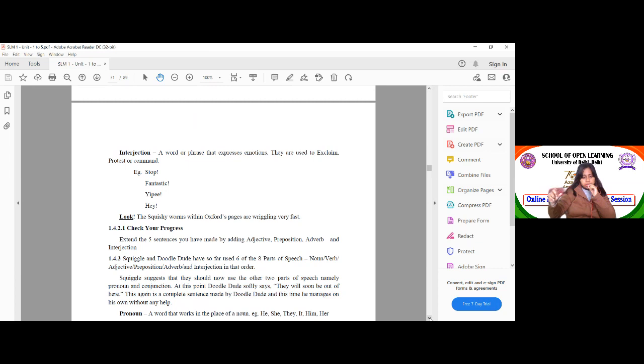But anyway, let us get to the next part of a sentence, interjection. Now, what is interjection? A word or a phrase that expresses emotions. So, when we talk, we all use a lot of emotions. And what is an interjection?